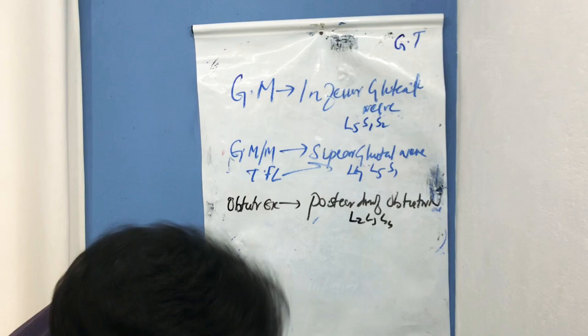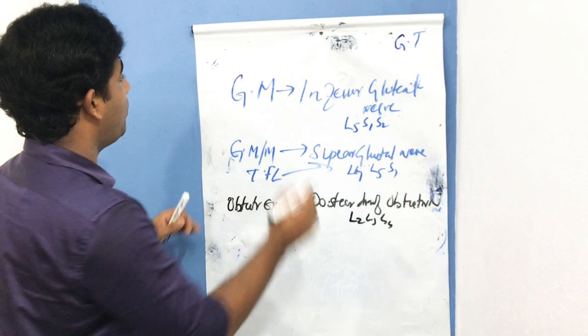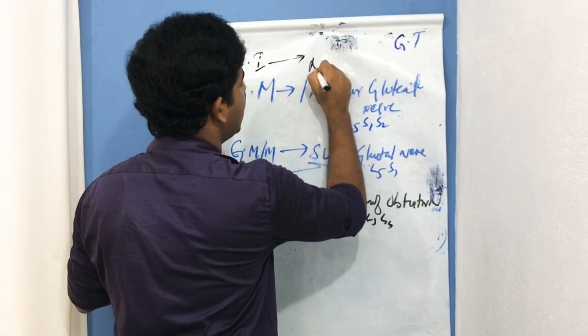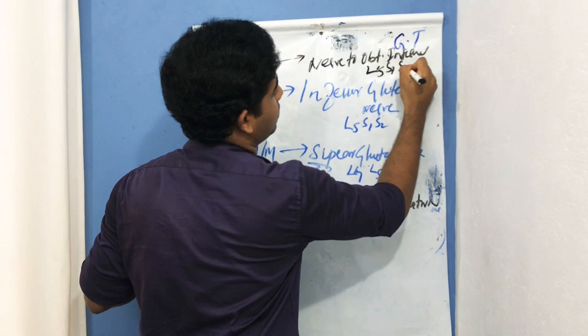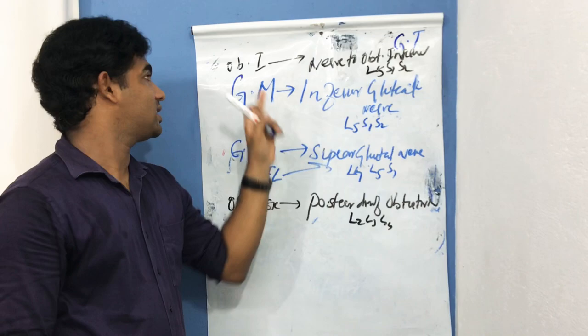Now you have the other muscle, the obturator internus. It is supplied by the nerve to obturator internus. The root value is L5, S1, S2. Okay, same root value as the inferior gluteal nerve. Nerve to obturator internus supplies the obturator internus muscle. Very good, right?